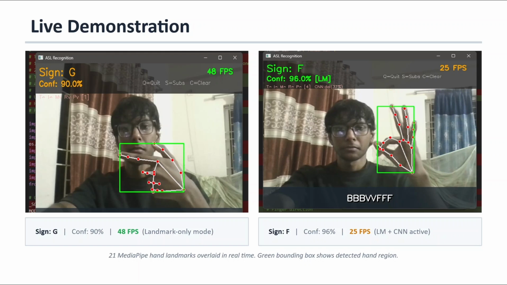Dell 37%. The CNN disagreed and predicted Dell, but with very low confidence. The landmark classifier's F wins here. This is exactly the kind of disagreement our fusion system is designed to handle. This confirms the system works. The system works in a real room, under real lighting, with a real person's hand.